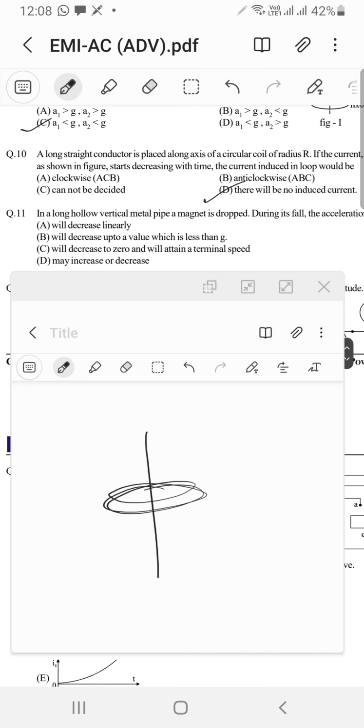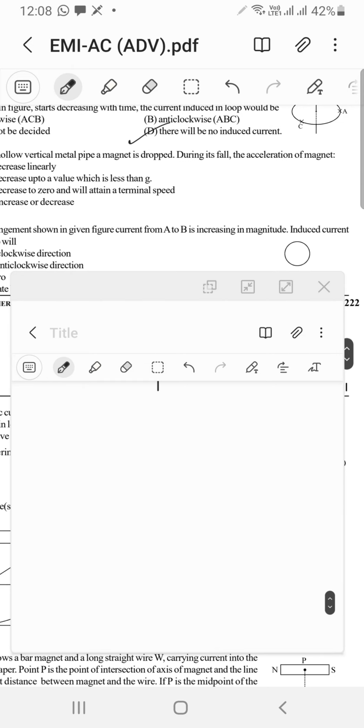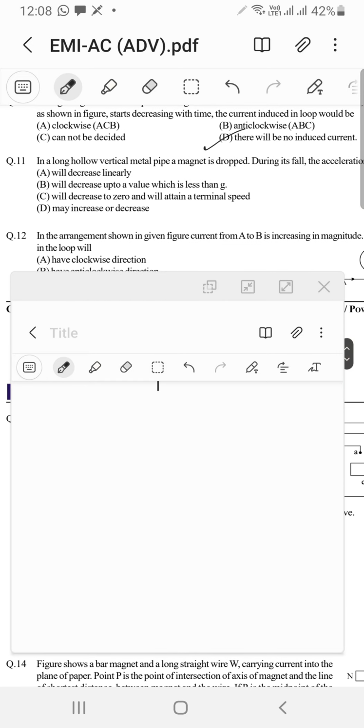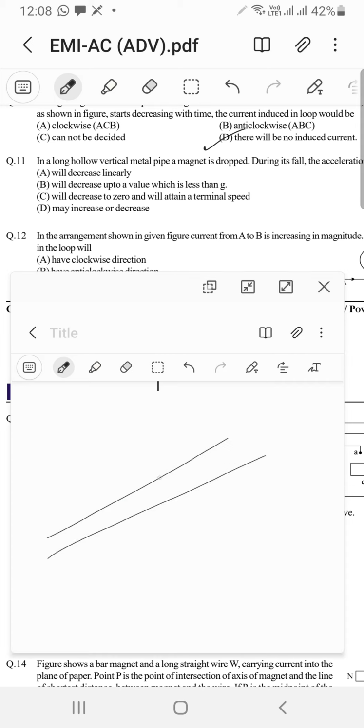Okay, next question. In a long hollow vertical metal pipe, a magnet is dropped. During its fall, the acceleration of the magnet. Oh, all right. So this is the pipe and there's a magnet in it and it's dropped, so it's wanting to go with some velocity.